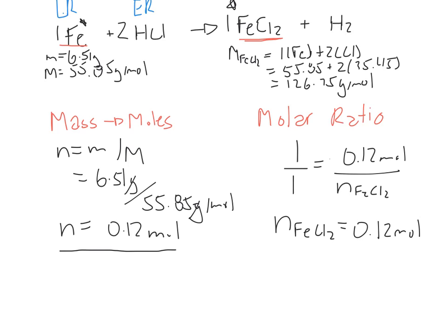Beautiful. All right, so we know that we have 0.12 moles of iron 2 chloride. Are we done? Of course not. We have to do our last step. We have to go from moles back to mass. So remember, we do mass to moles, molar ratio, moles back to mass.